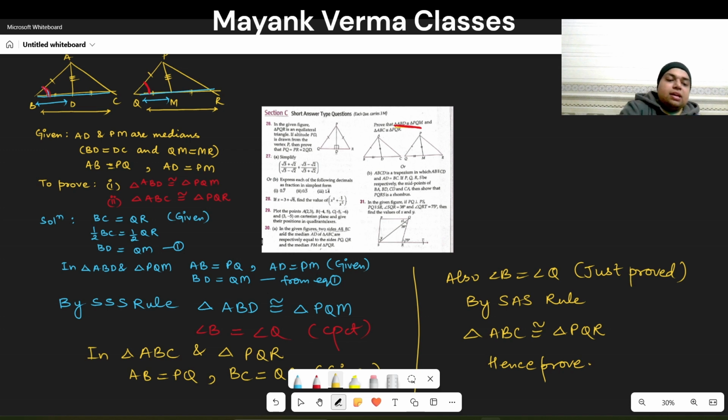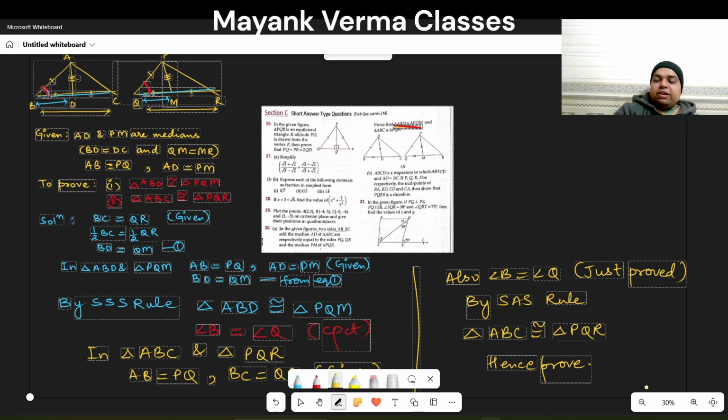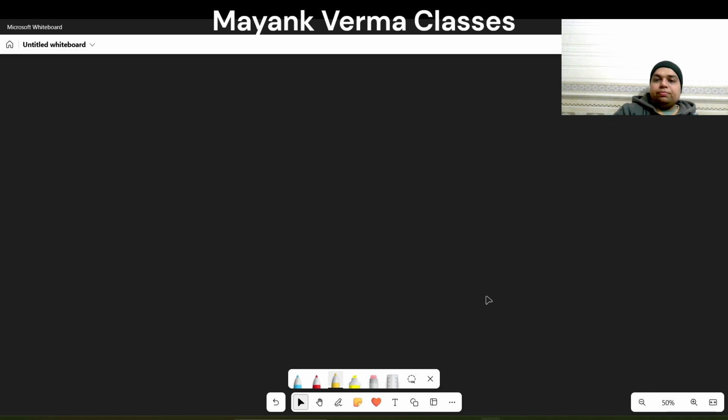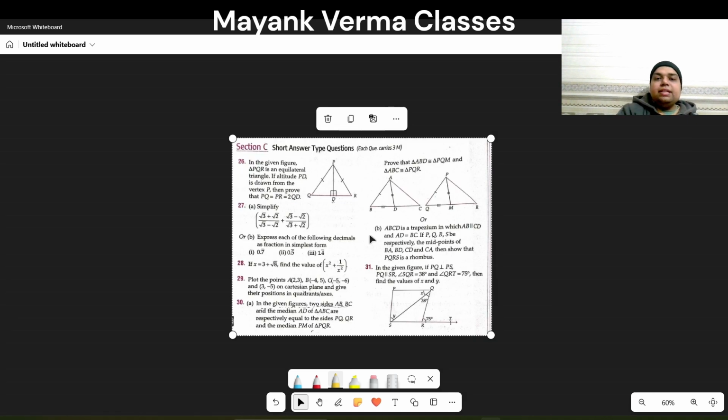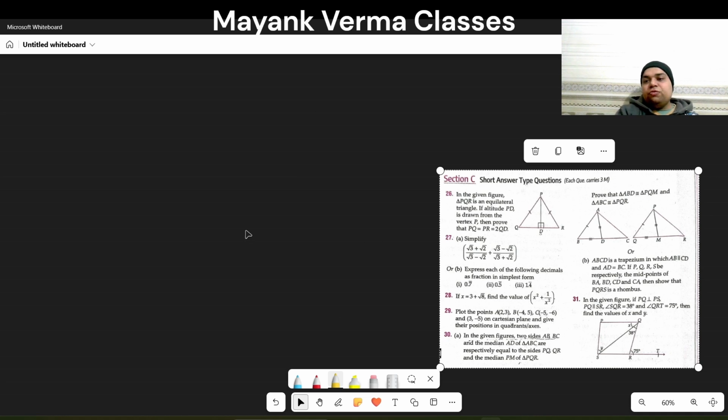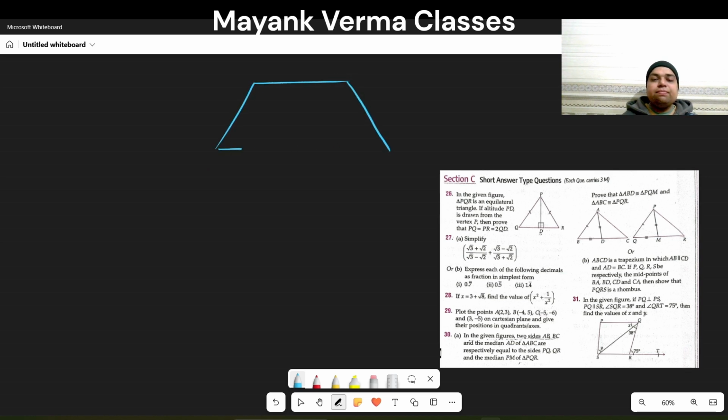Okay, now let's see the next question. In the next question, what we need to prove, ABCD is a trapezium where AB is parallel to CD and AD is equals to BC. So let's draw the diagram first. So this is the trapezium ABCD, and it is saying that AB is parallel to CD and AD is equals to BC.